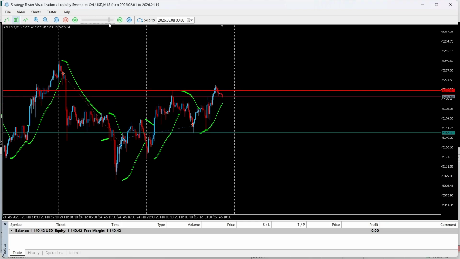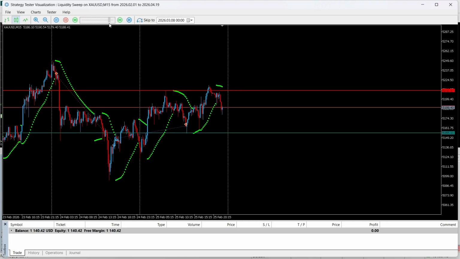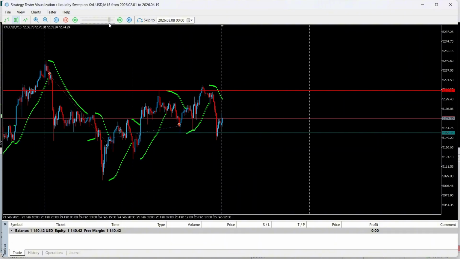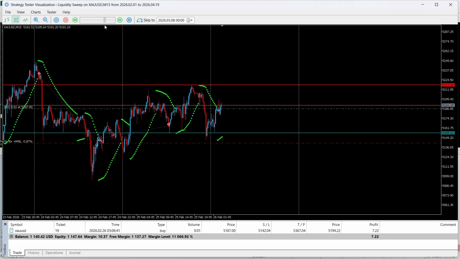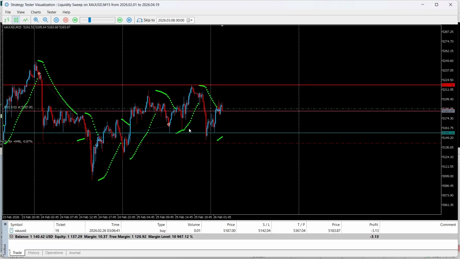We'll just let price play along here. Okay, so here it's taken a buy. Why did it take a buy? Because price broke below this bottom line, liquidity. Then the entry is based on the parabolic SAR.